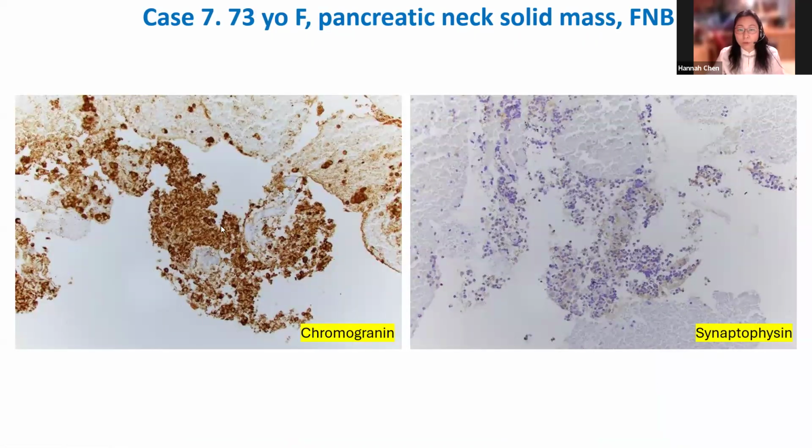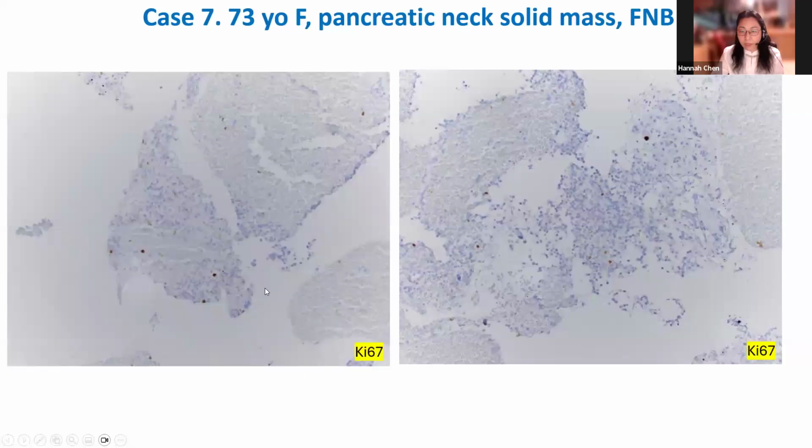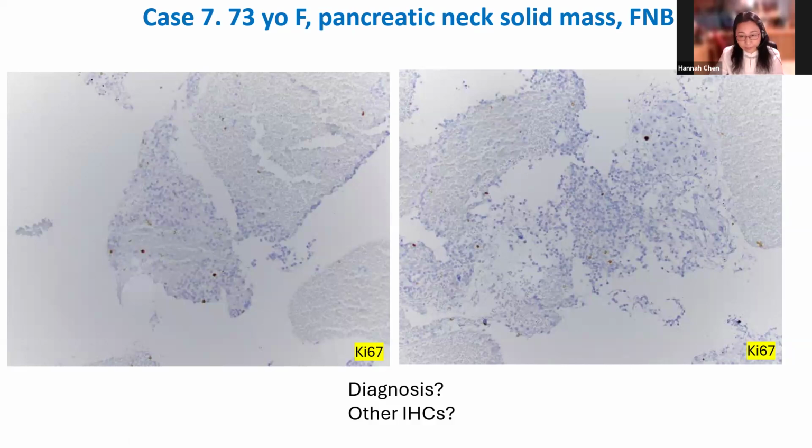In this case, chromogranin is positive. Synaptophysin is also positive, although not as strong as chromogranin. Ki67 is pretty low. So is the diagnosis neuroendocrine tumor, or do you want to perform other IHC?